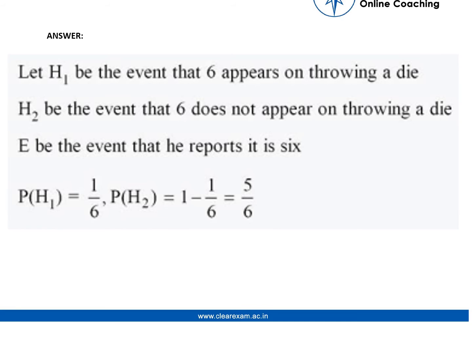So let H1 be the event that 6 appears on throwing a die, and H2 be the event that 6 does not appear on throwing a die. So probability of H1 is 1 by 6 and probability of H2 is 5 by 6.